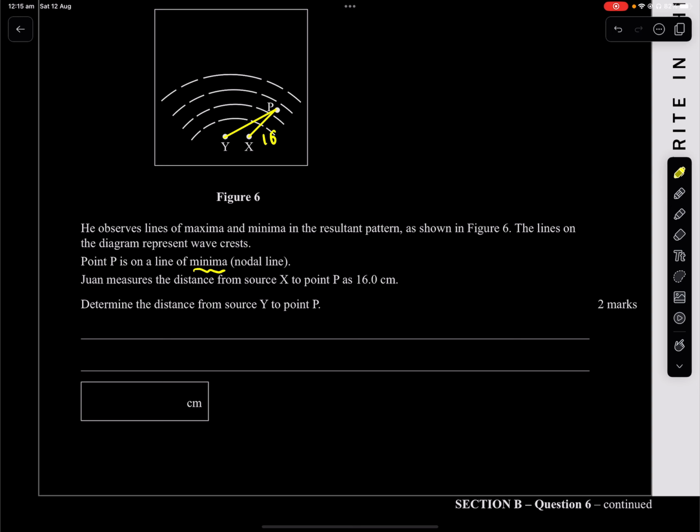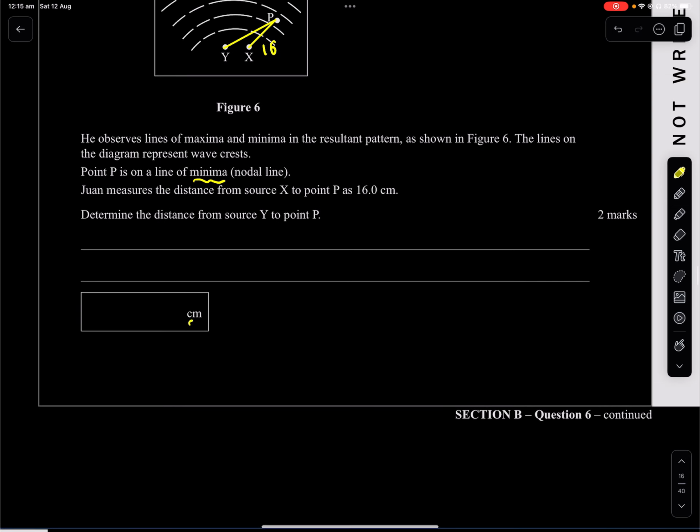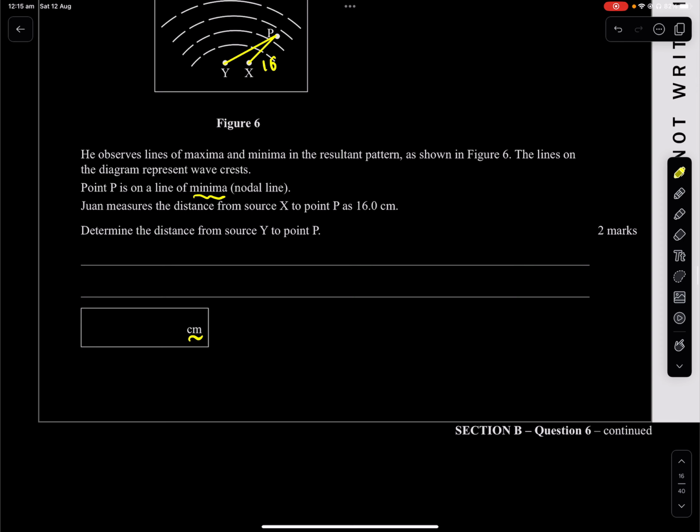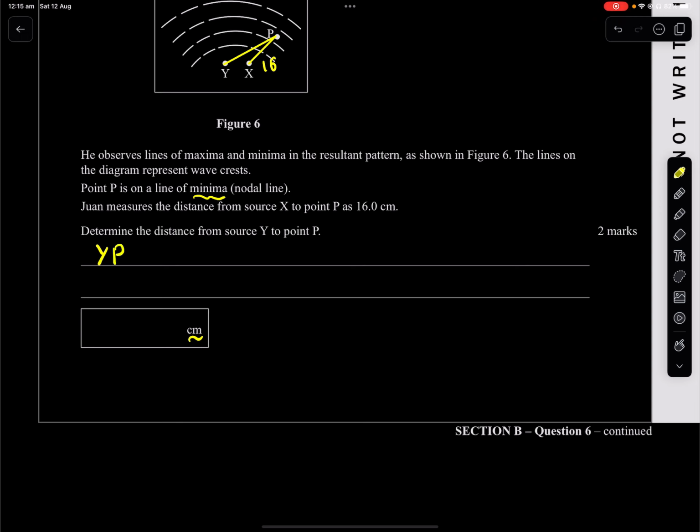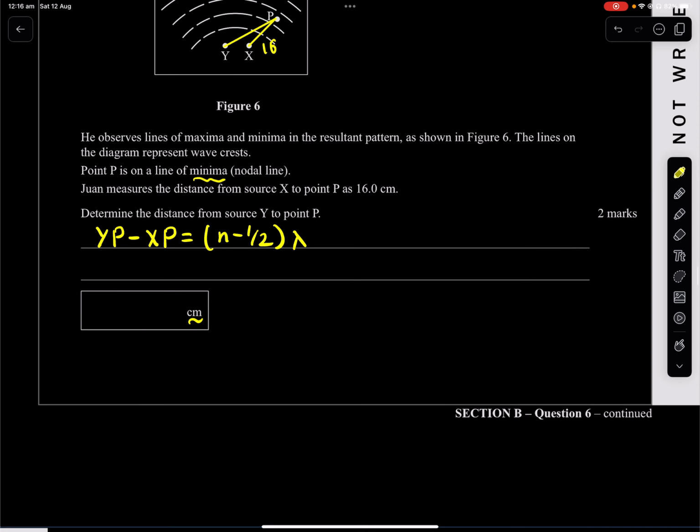This is not too bad. Because it's all in centimeters, I'm just going to keep it in centimeters. We know that path difference is YP minus XP, and that's because this is a minima, so it's a nodal line. The formula for that, if I look at my formula sheet, is for destructive interference: n minus a half, times wavelength.